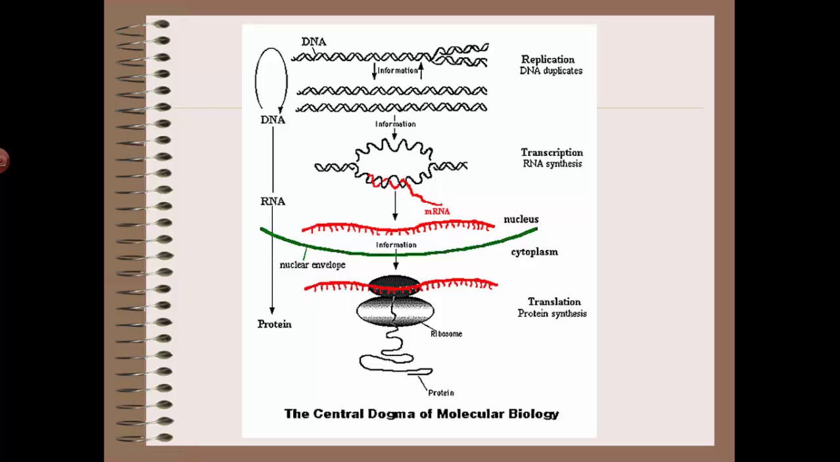So at the very top here we have DNA, which is the information molecule. DNA can copy itself, copy that information, and it can give it to other cells. But if we want to use that information, we need to use RNA. And so what happens is the information in DNA is copied into RNA. That's called transcription. That RNA goes outside of the nucleus into the cytoplasm of the cell.